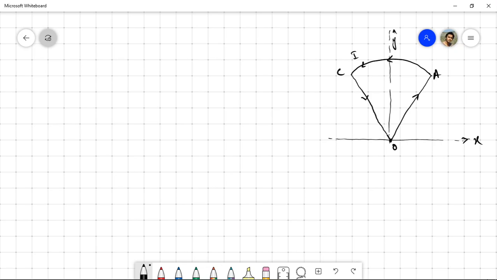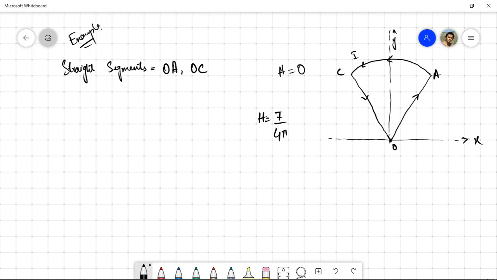He's saying that for straight segments, which ones are the straight segments? OA and OC. For straight segments, the value of H is going to be 0. How can he say that? Because we know that H is I over 4 pi, dl cross r hat divided by r square. So these two things have a major part, dl and r.